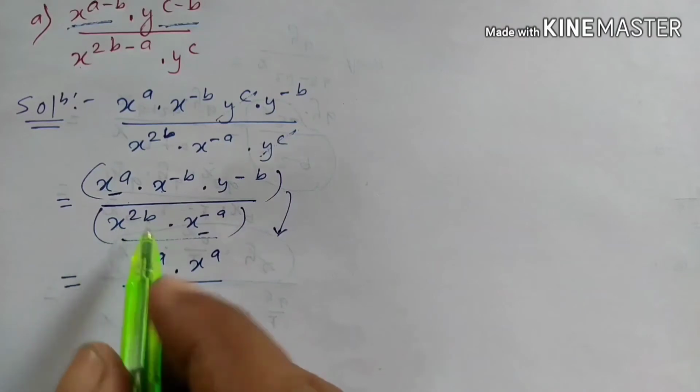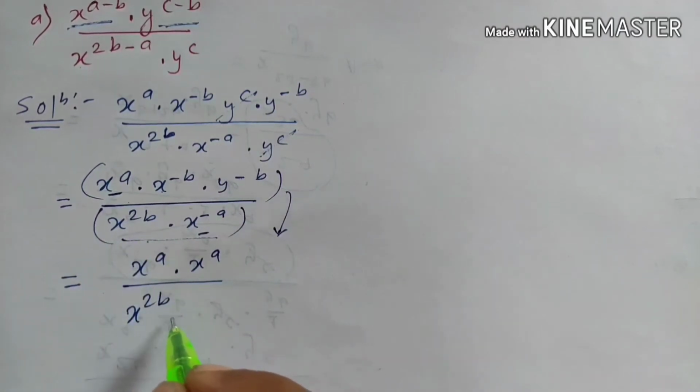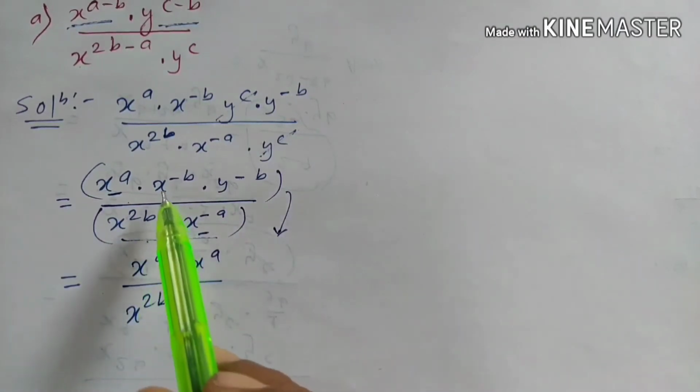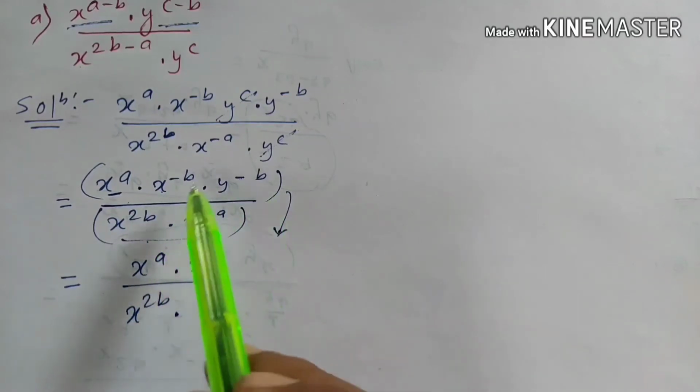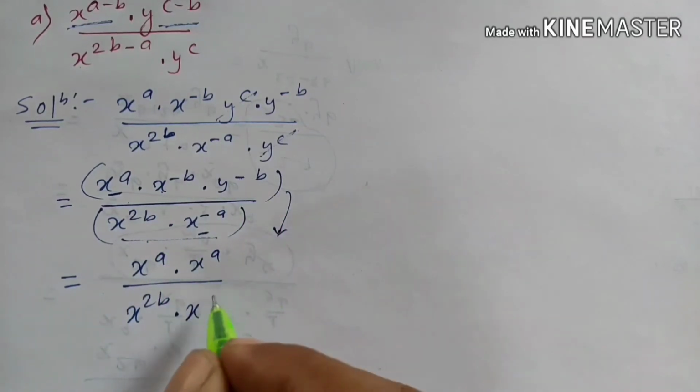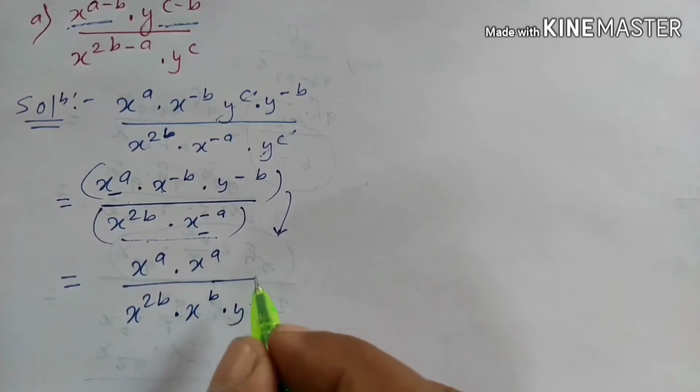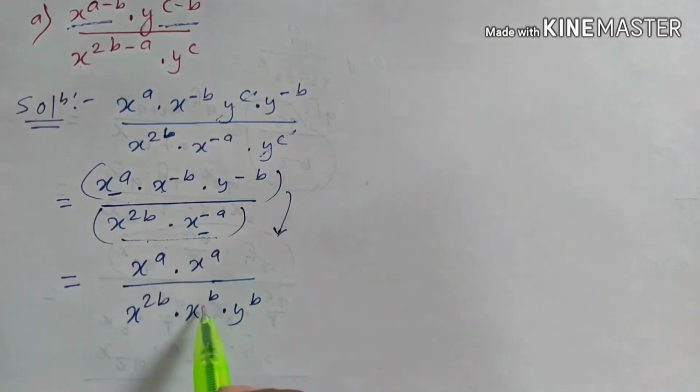Now x power 2b, and the terms containing x power minus b, y power minus b will come down. So x power minus b dot y power b. When we write them downside, their sign will change from minus to plus.